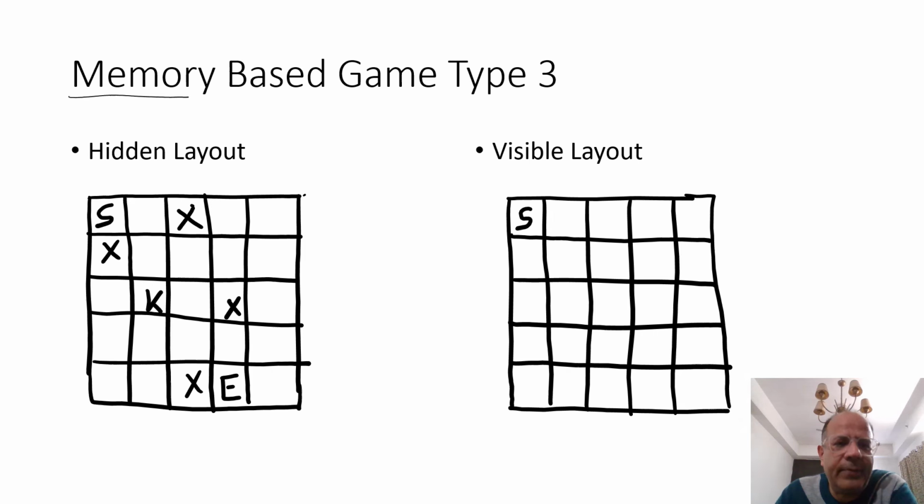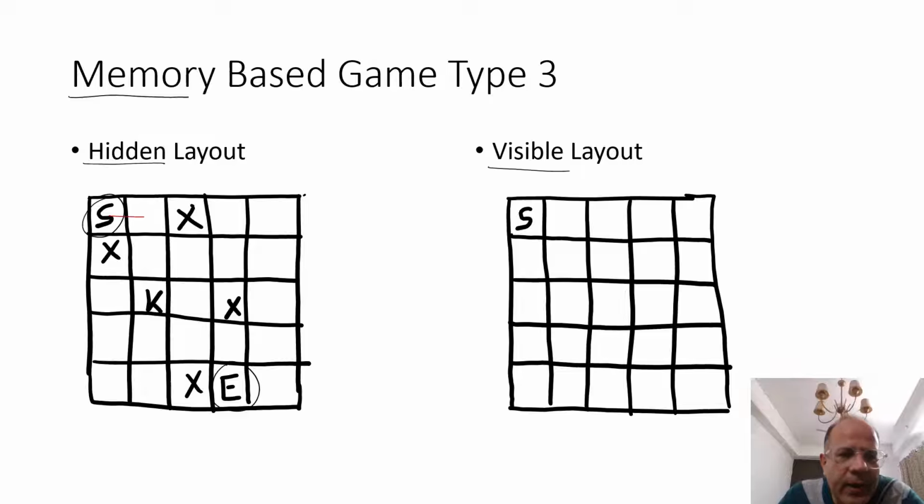So what is this memory based game? Okay, let's have a look at this, where I have two layouts. One, I'm calling a hidden layout. I'll tell you why I'm calling it a hidden layout later on, and why I'm calling this a visible layout. So what I need to do is, I have a start point once again, and I need to reach the end point once again. So if I look over here, things are fairly simple.